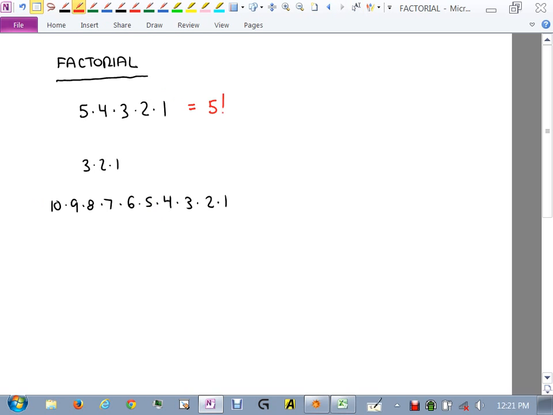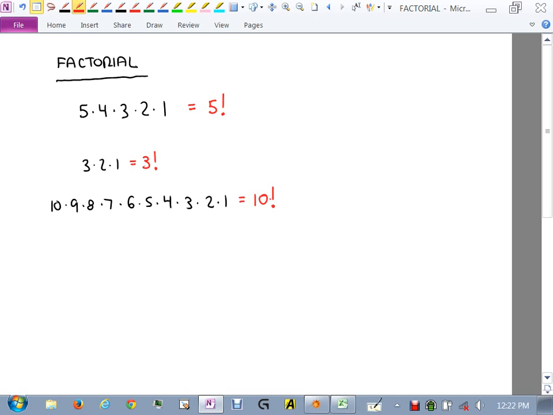I would write 5 with an exclamation point. Here, 3 with an exclamation point. This one, 10 with an exclamation point. The exclamation point is telling you that that really means 10 times 9 times 8 times 7 times 6 times 5, 4, 3, 2, 1. Okay? That's called a factorial. Now it's used in things like statistics, combinations of things.